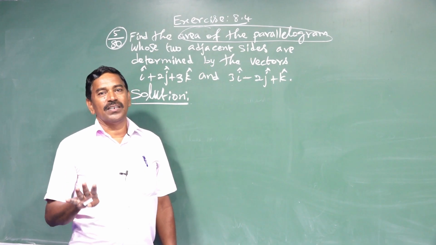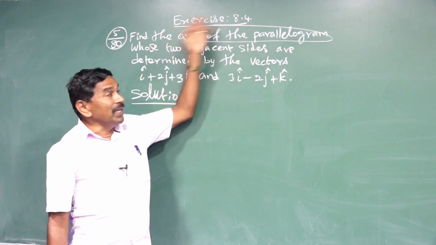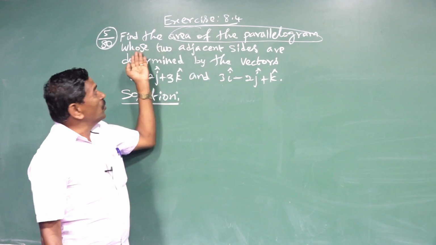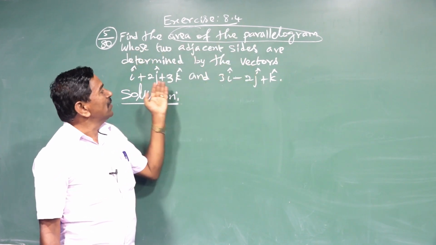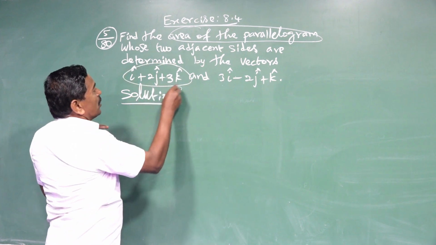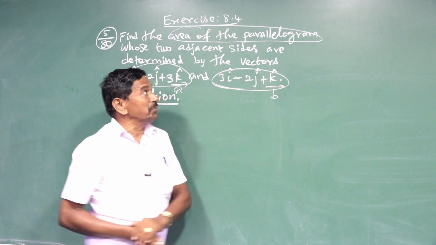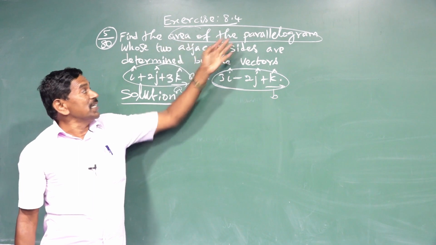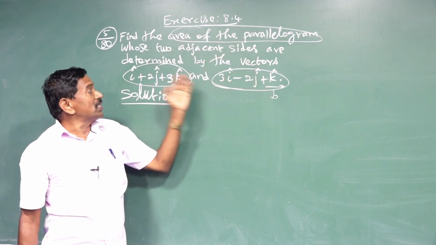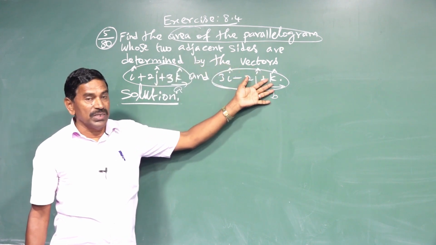Good morning, students. Today our topic is exercise 8.4, fifth sum. Find the area of the parallelogram whose two adjacent sides are determined by the vectors. Let the first one be A vector and the second one be B vector. Now listen to the concept. Find the area of the parallelogram whose two adjacent sides are given by the vectors A vector and B vector.